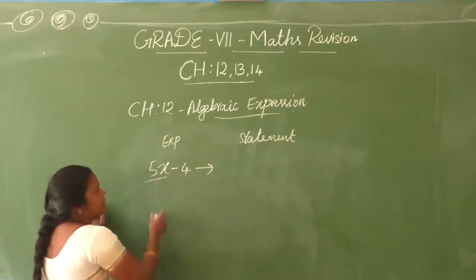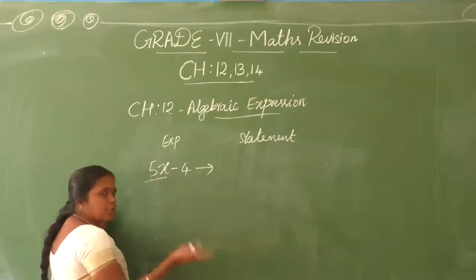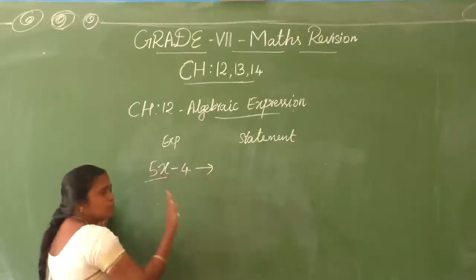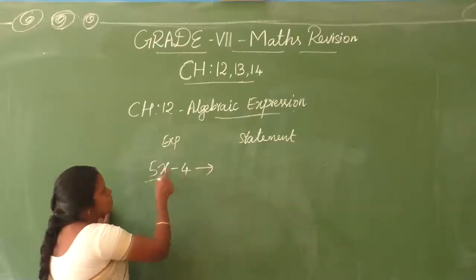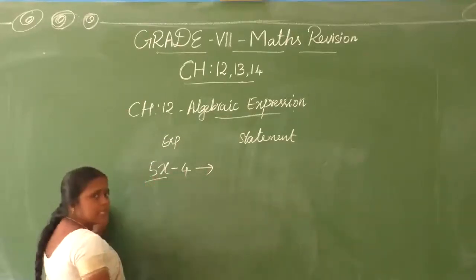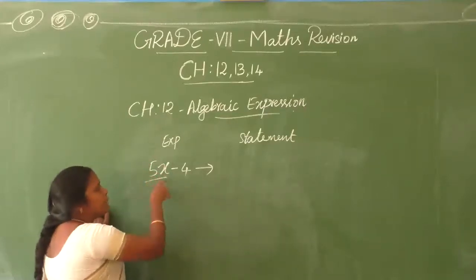See, without changing the meaning, we have to write. Anyway, as you are doing this, you can write, but the meaning should be proper and should not be changed. 4 is subtracted from the term 5x. Like that we can write. 4 is subtracted from 5x.